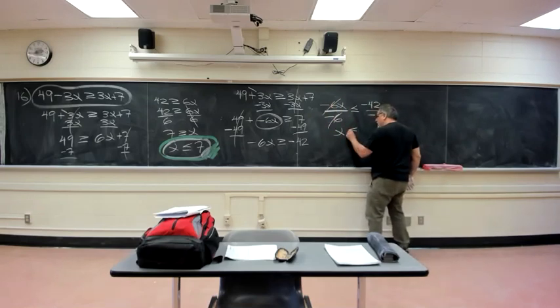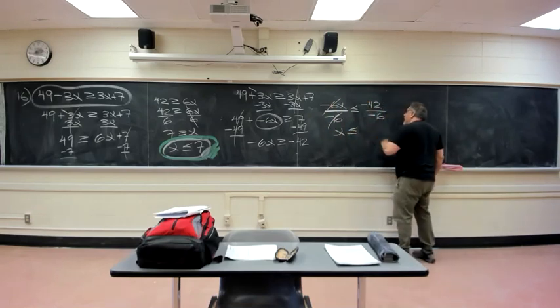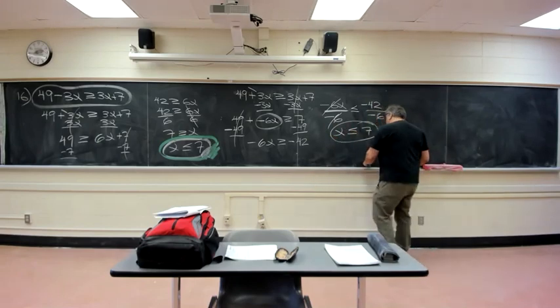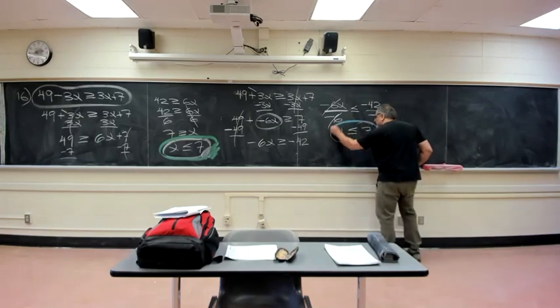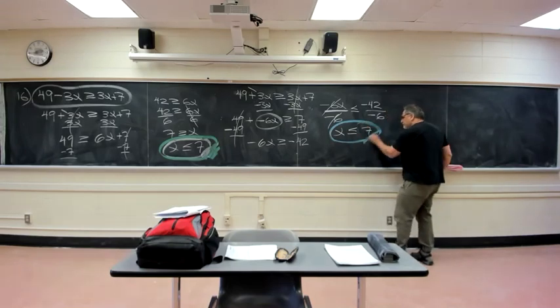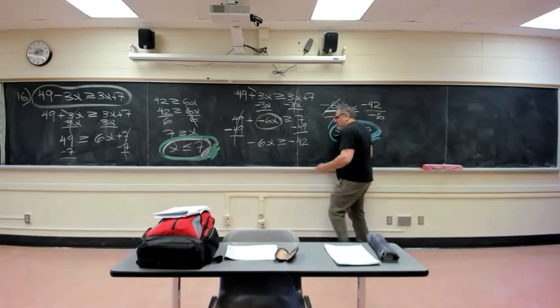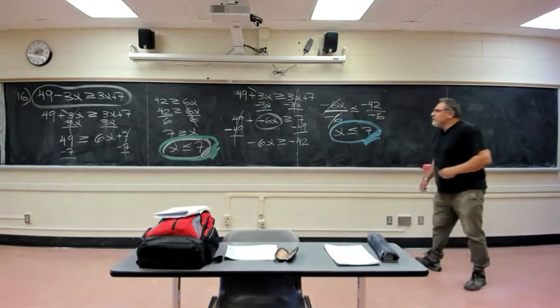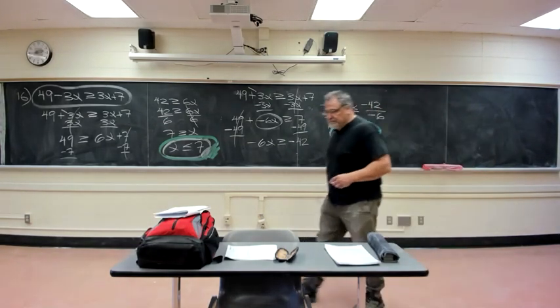Negative 6 divided by negative 6 is 1. Negative divided by negative is positive. Negative 42 divided by negative 6 is the same as 42 divided by 6. Guys, that's the same answer I have over there in green. Same answers I got over there, I got over here. Pretty important stuff, pretty neat stuff.